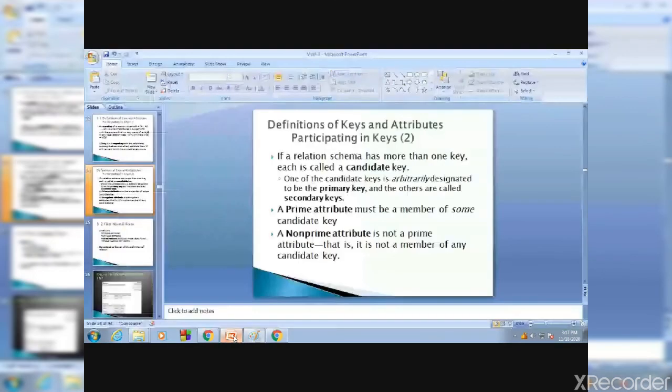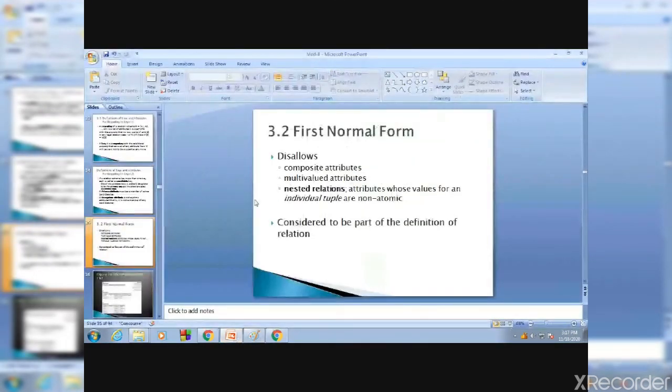Then now we'll go for the actual normal forms. What is first normal form, second normal form, we'll study it.